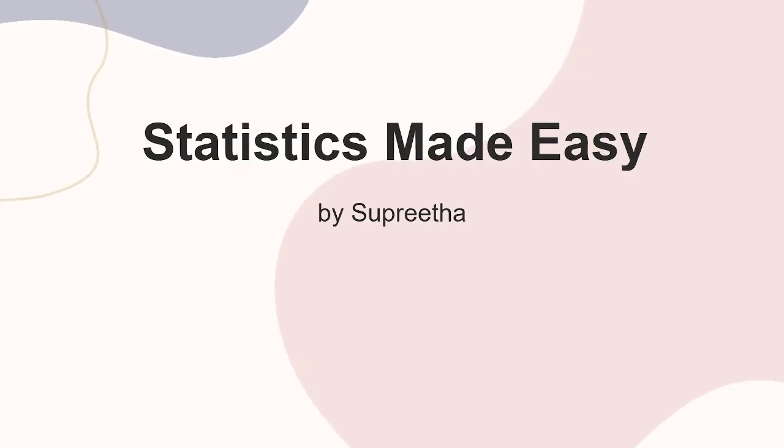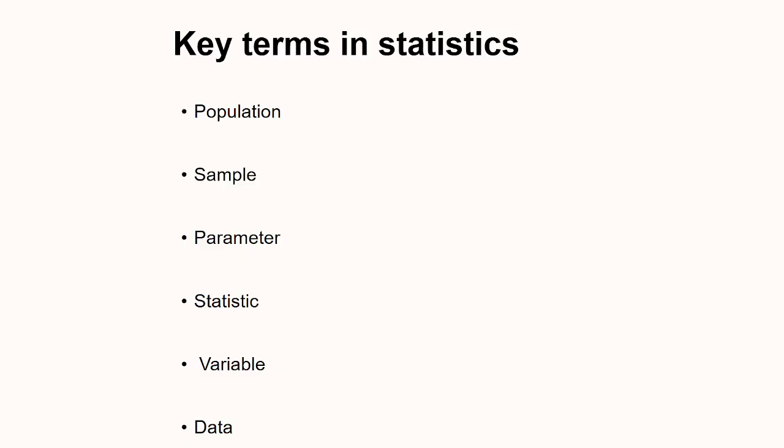In the previous episode, we understood what statistics is and why it matters. Today, we are going to learn the most important basic terms in statistics. If you understand these clearly, the rest of the statistics will become much easier. Today, we will learn the key terms, that is population, sample, parameter, statistic, variable, and data.